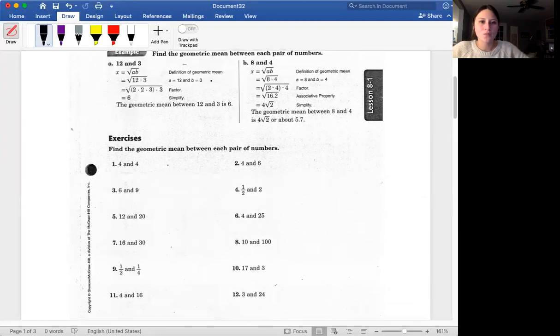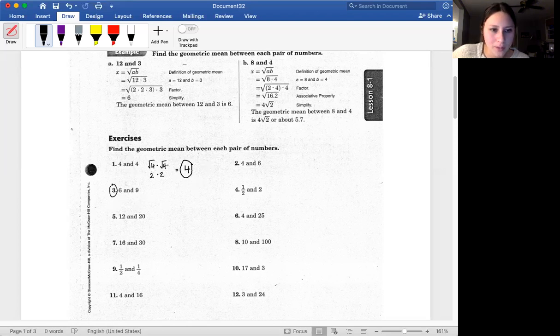Looking at these below, if you see a perfect square, you don't really need your calculator. You can just think of this as the square root of 4 times the square root of 4. Well, 4 is a perfect square. That would be 2. This would be 2. So 2 times 2, that would be 4. The geometric mean of 4 and 4 would be 4.